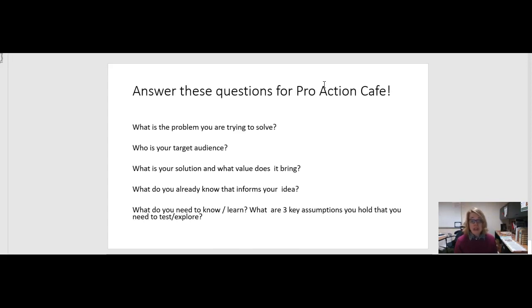Okay. Then what is your solution and what value does it bring? This is really the core question when we get together. It is, what is your solution? Here's your prototype. You're going to present it in 4 minutes or less, whether it's on a screen, whether it's a process, whether it's an experience, whether it's an actual physical thing. You are going to present it, and you're going to share it with us. What is your solution, and what value does your solution bring?